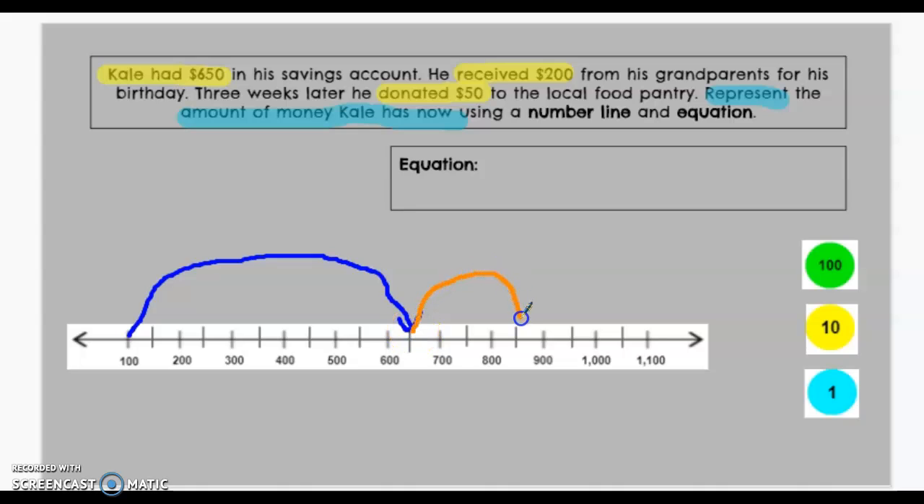So I did this with another color so we can clearly see. So he had $650, then his grandparents gave him $200 more, so he has an additional $200, so he has $850. So this would be plus $200, okay?